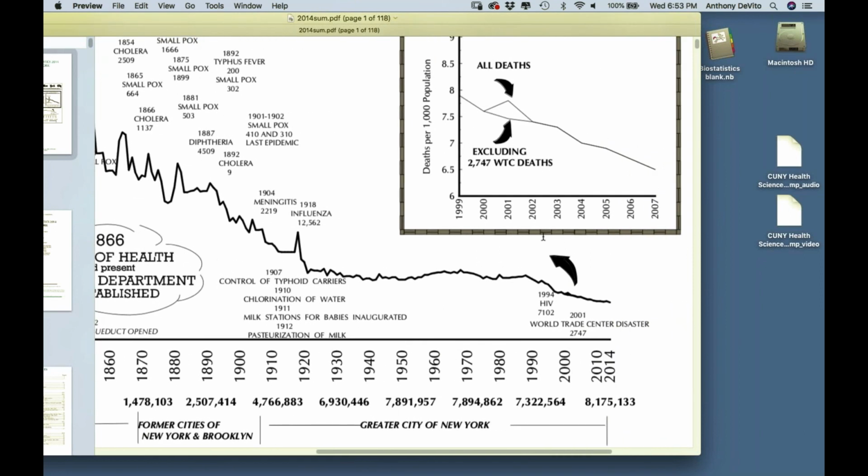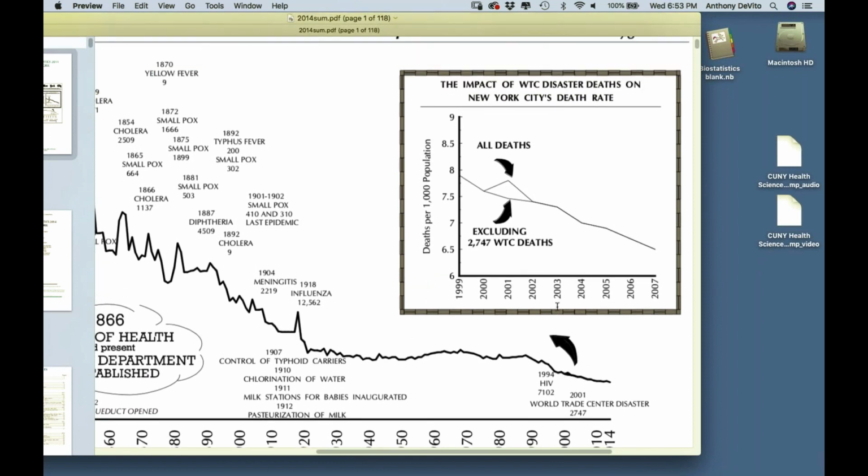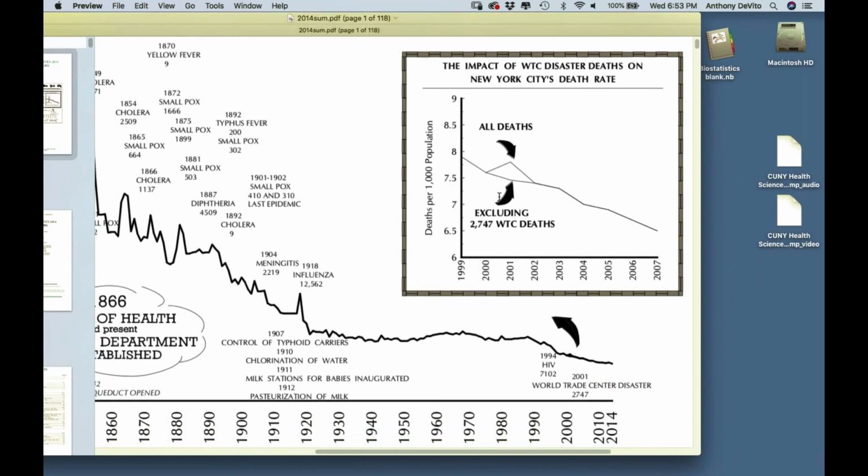And you can see a small spike right here in 2001, which was the World Trade Center deaths from a terrorist action, right? And they added to the mortality rate in New York City. It doesn't look real significant there, but it was significant, of course, because 2,740 deaths were involved. You can see that they actually highlighted that and moved it out to show you what the rate would have looked like if you excluded the World Trade Center deaths.